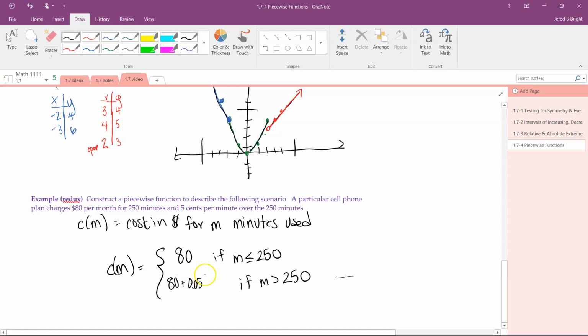Now the way we represent that minutes-over-250 idea is M minus 250, because if we're in this range, like if M was 300, then I would want this whole thing to be 50. So in order to get it to be 50, if M itself is 300, we take away 250 from it. Pay attention to this little part. That can be the trickiest part of the entire problem. And that's going to wrap up piecewise functions. So you have to be able to evaluate and produce them, both graphically and algebraically.